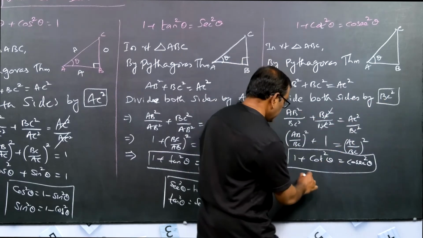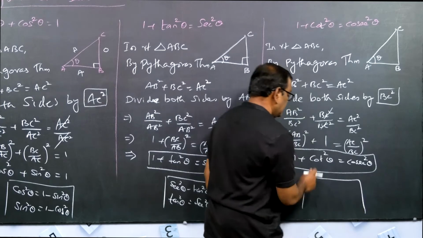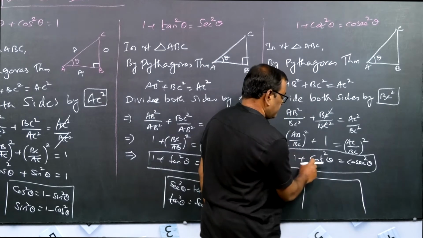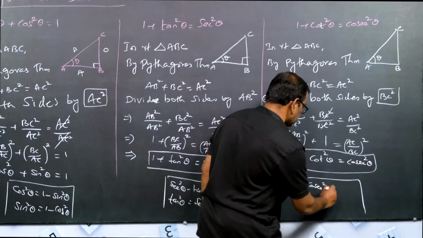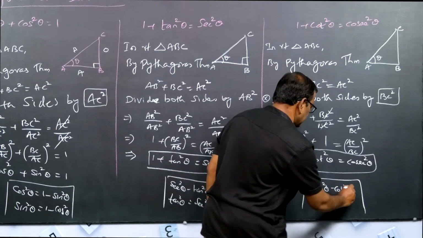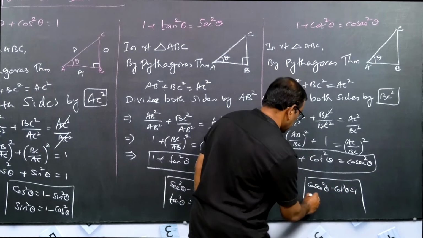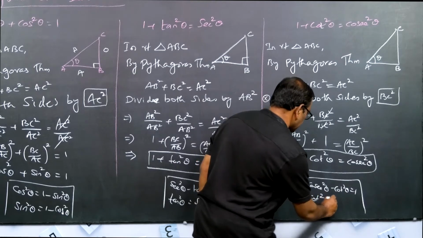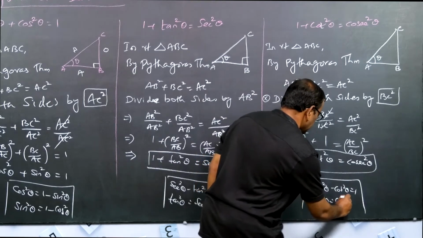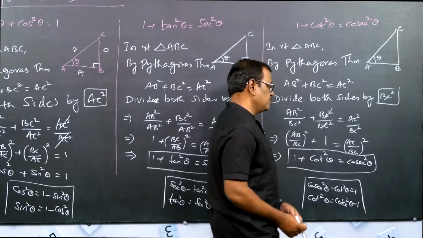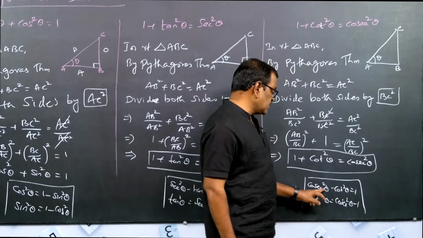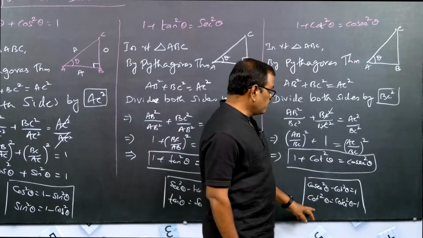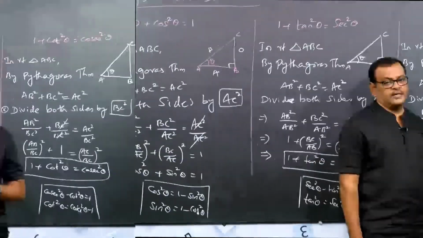And two important results in this case, that is derived from this identity, cosecant square theta minus cot square theta equal to 1, and cot square theta equal to cosecant square theta minus 1. So each identity you have two important results. These two results are useful for proving the trigonometric identities.